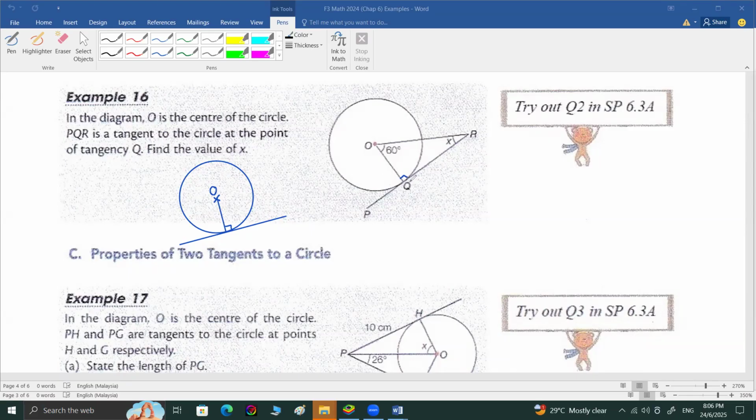So if you know this is 90 degrees, it's very easy for you to get x, right? What is x? Yeah, 90 minus 60, you get 30. It's very easy. Got what I mean? So the role of the tangent here is to show you that this is 90 degrees. So can you try question 2 now? 6.3a, question 2.